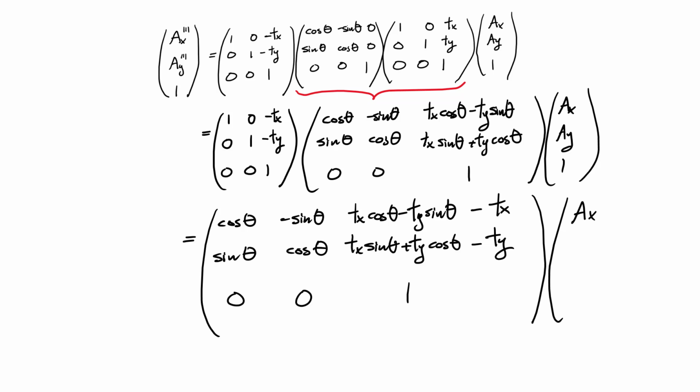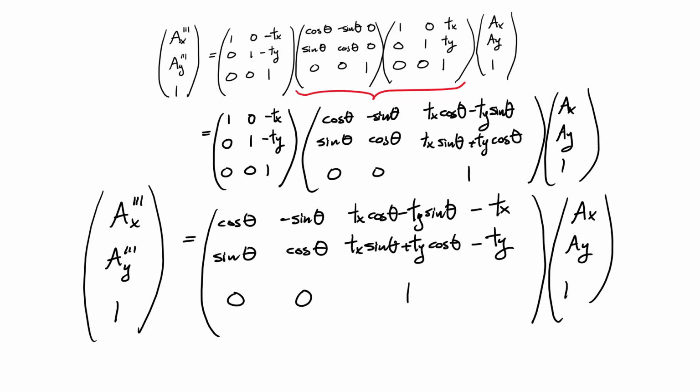This is really nice because I get one simple expression to describe any rotation about any other point. I start off with some point with x and y coordinates. The Tx and the Ty are the transformation to bring the point of rotation to the origin, and theta is simply the rotation angle.